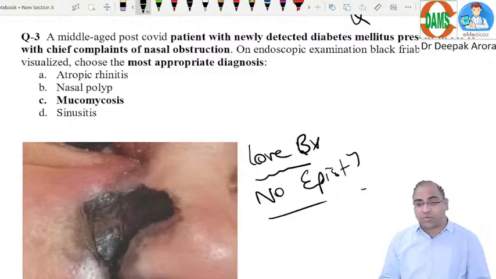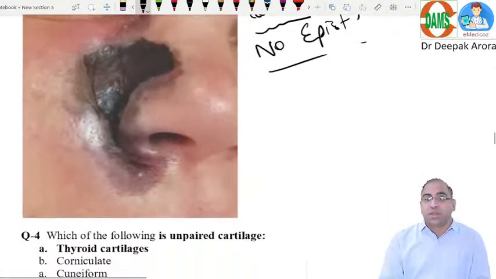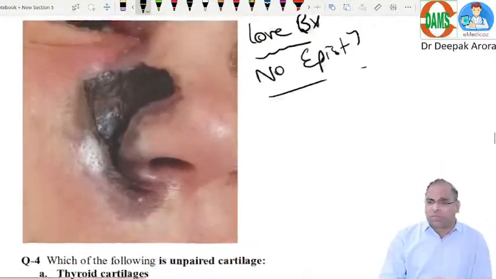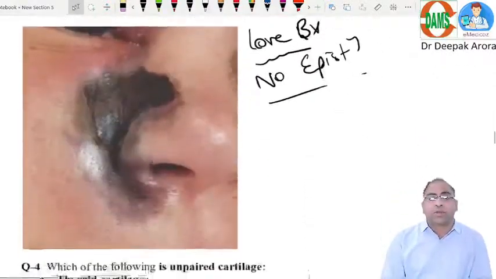What is the drug of choice? Liposomal amphotericin B. Clear? This question can be there. They can ask you black fungus or very simple MCQs. But expect one MCQ on mucormycosis. Clear? Coming to the next one.